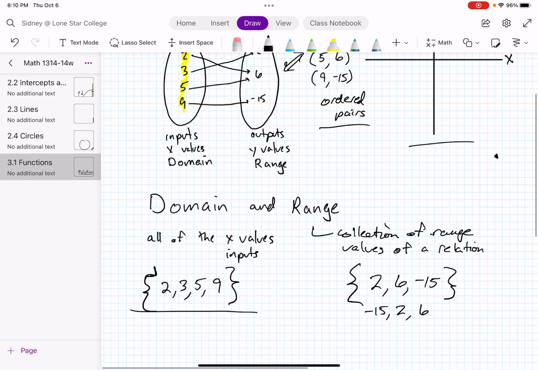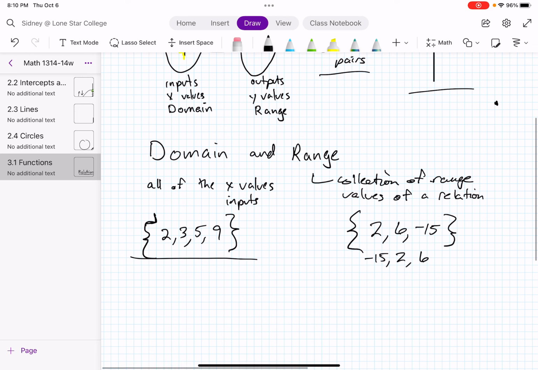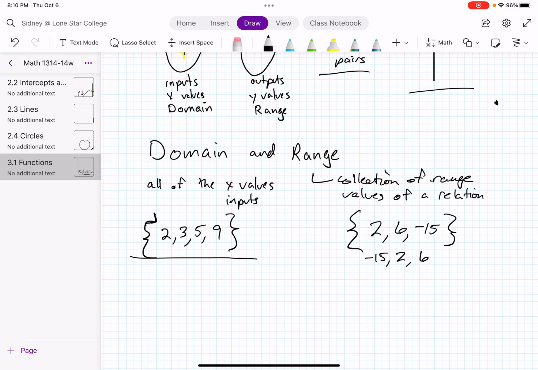And you'll be expected to discuss what are all of them. And this idea of all of them changes depending on the depth and complexity of the relation. And as we'll see in the subsequent videos, that becomes a lot more intensive, a lot more thoughtful when we identify the domain and range, or the collection of all the inputs and outputs.